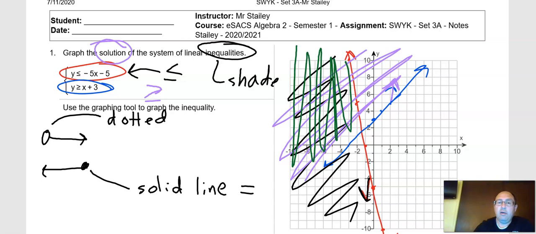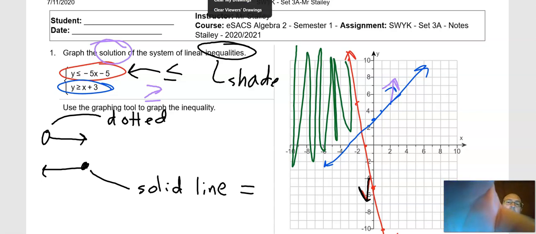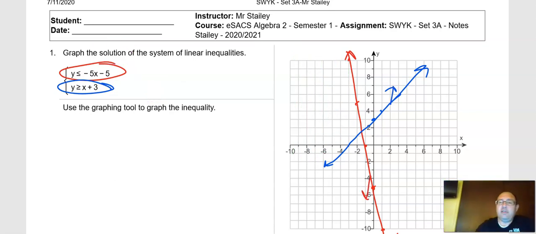It's where the purple and the black were together at the same time. That's the green section right there. So above the blue line and below the red line. So the solution is that green section plus the boundaries. The blue line and the red line are actually part of that solution. Okay, let's move on to a different example.